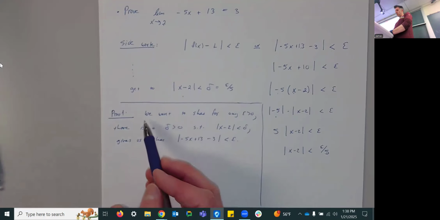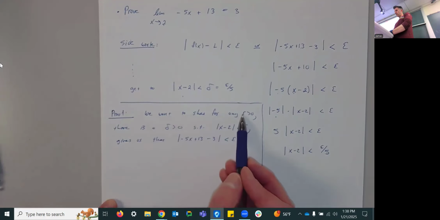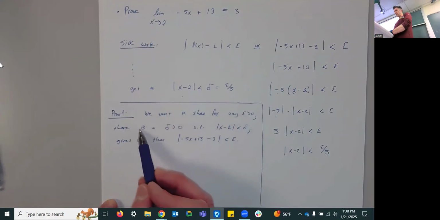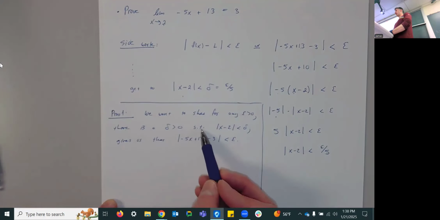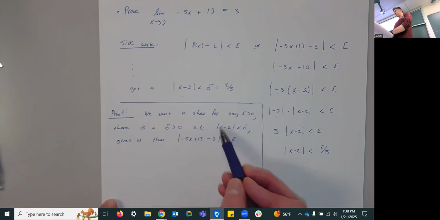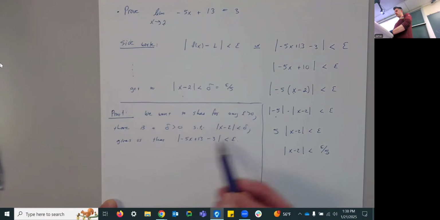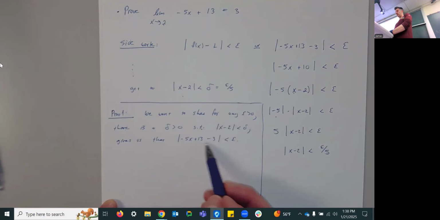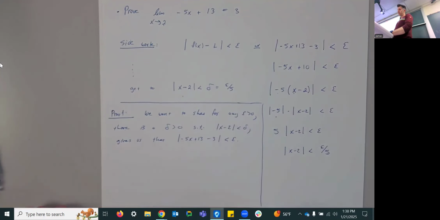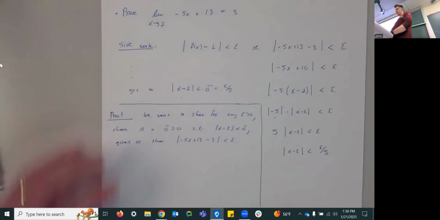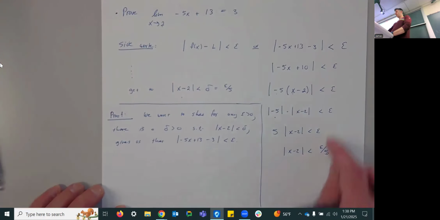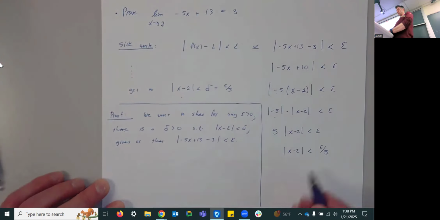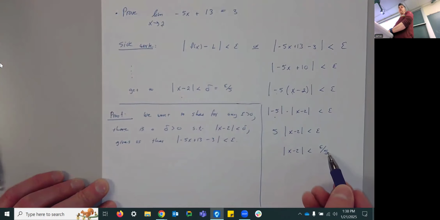This says we want to show for any epsilon greater than 0, there is a delta greater than 0. Fair question. Such that, which I have to abbreviate as ST, the absolute value of x minus 2 is less than delta, gives us that the absolute value of negative 5x plus 13 minus 3 is less than epsilon. Great, we've already done all the work we need, so here's what we're going to do. We're just going to say pick delta equal to epsilon over 5.